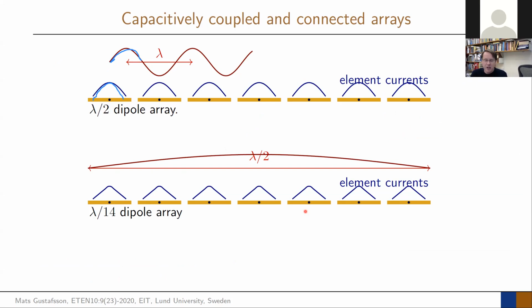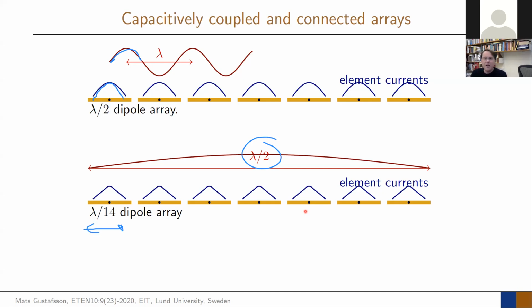But now assume that I have a broadband array. So at the longest wavelengths, assume that my wavelength looks like this. Now I have a lambda over 14 dipole array, which means that this distance here is not now lambda over 2.